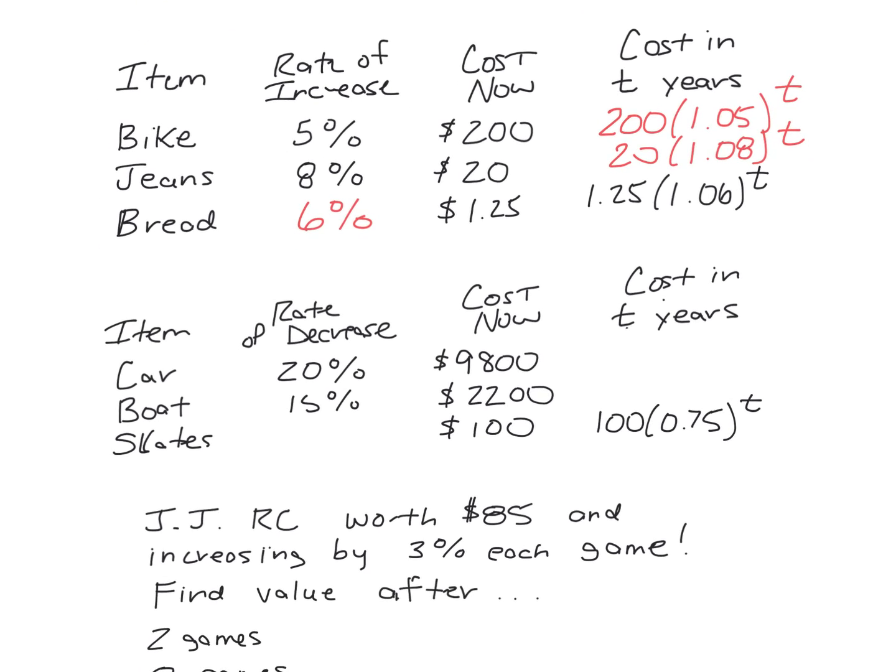Doing the same type of thing on decrease. If you got a car, it's decreasing by 20%. If it's worth $9,800 now, my original amount, if it's decreasing by 20%, what I have left is 80%, which is the 1 minus 0.20. Got a boat worth $2,200. It's going to decrease or depreciate by 15%. So I'd multiply by 0.85 to the t, whatever the time would be. 1 minus 0.15. Skates, you can see you got $100. It's worth $100 now. I'm multiplying by 0.75, which is 25% less than 100. So this must be decreasing by 25%.